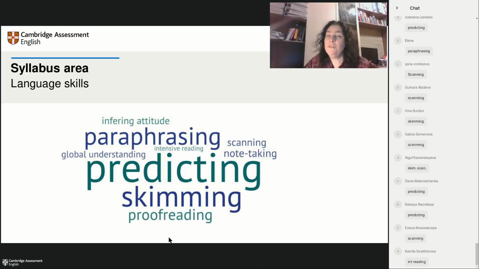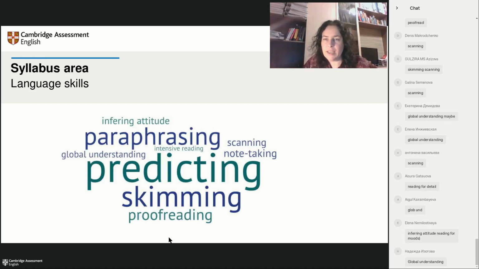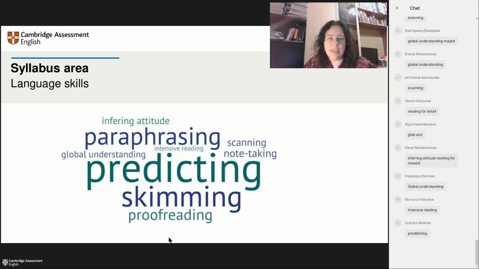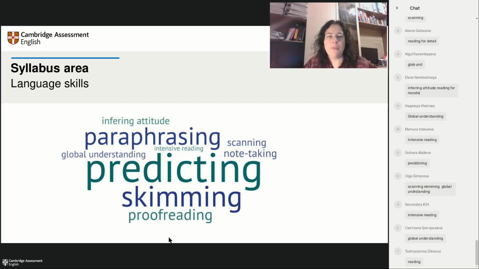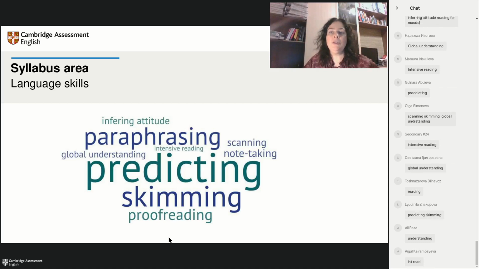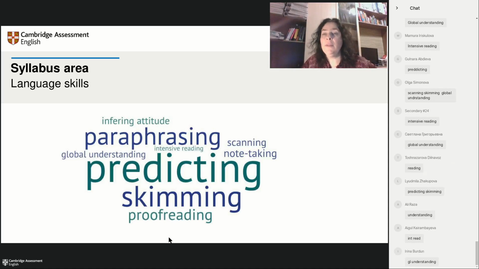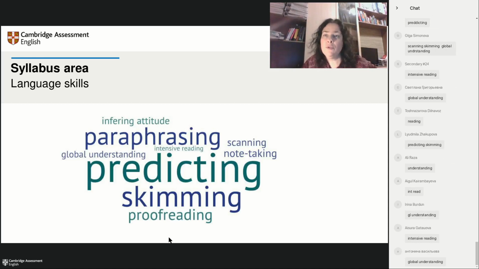Predicting. Paraphrasing is more about speaking, I'm afraid. It's not a reading skill. Proofreading is not about reading. Seriously, it's about writing. Of course there is an element of reading there, but if you want to proofread, perhaps you'll be editing that piece of text. Global understanding. Very good. Okay. Awesome. Now, when you infer attitude, does it take longer than reading for gist?